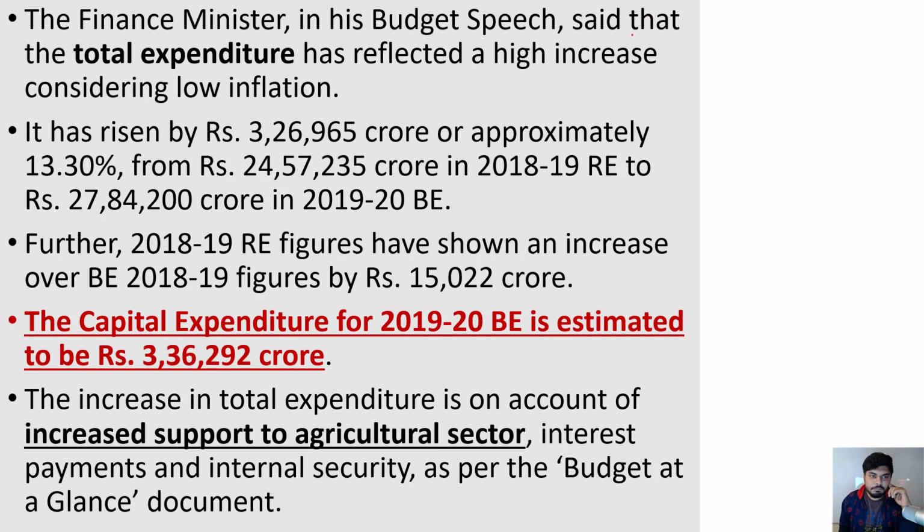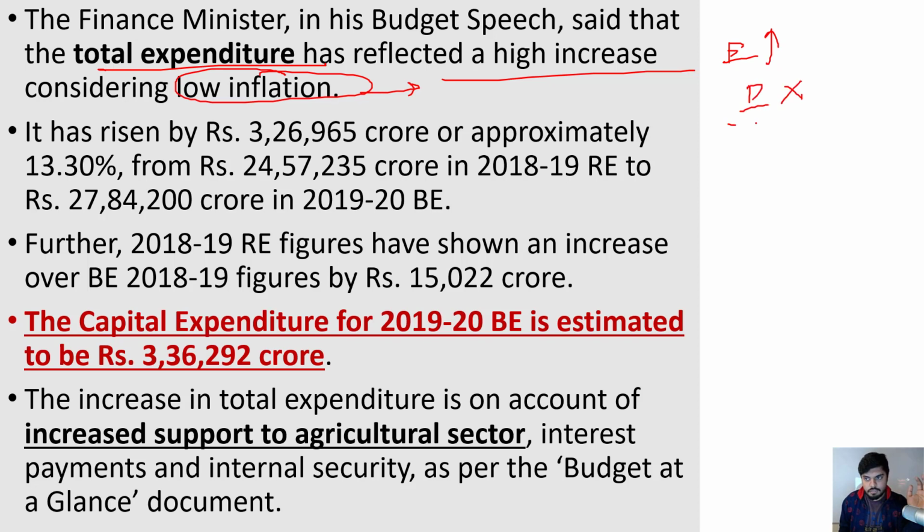Next, in this budget speech, the minister said that total expenditure has reflected a high increase considering low inflation. That's an important highlight for this budget, that they are keeping inflation at the low level, and the increase is in the expenditure. So expenditure is rising, but inflation is not rising. Okay, so that's the highlight. They may ask you about it.